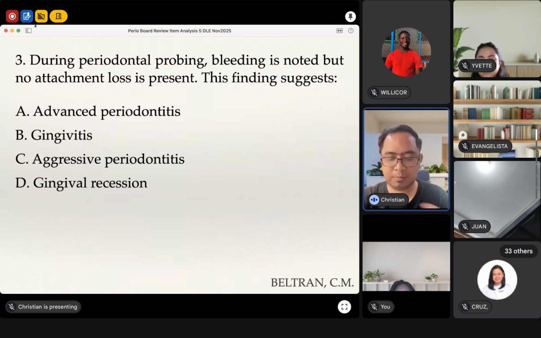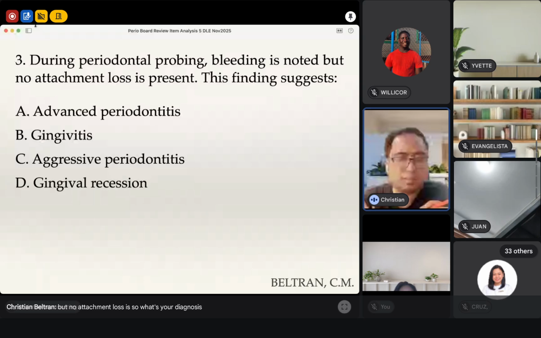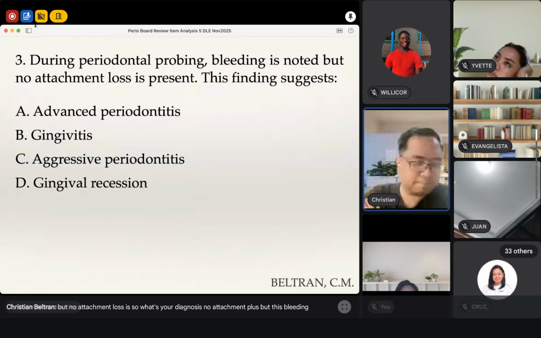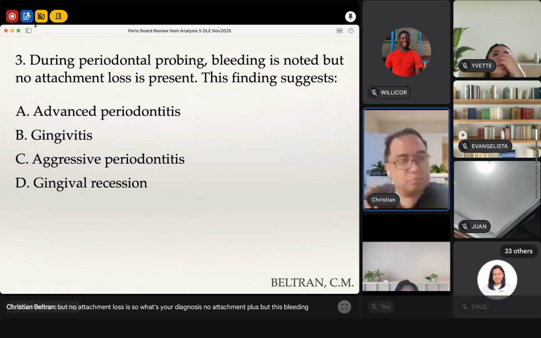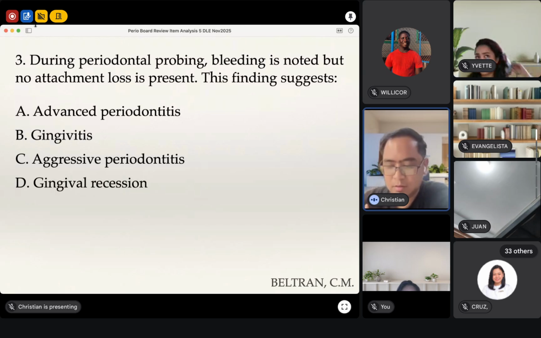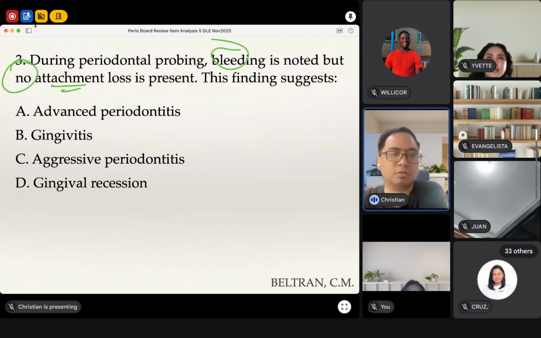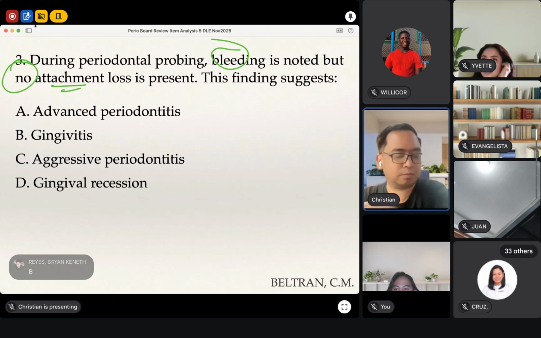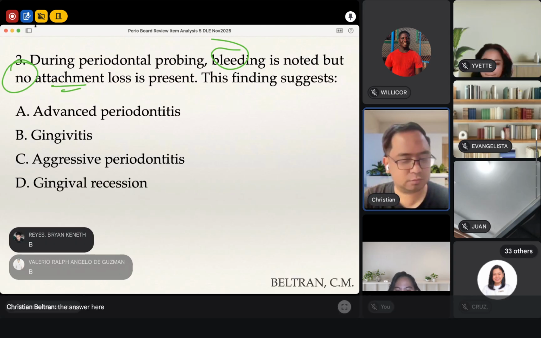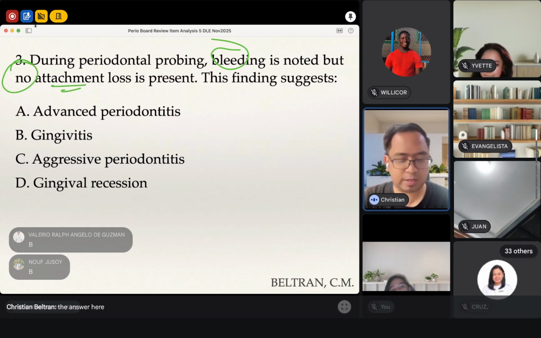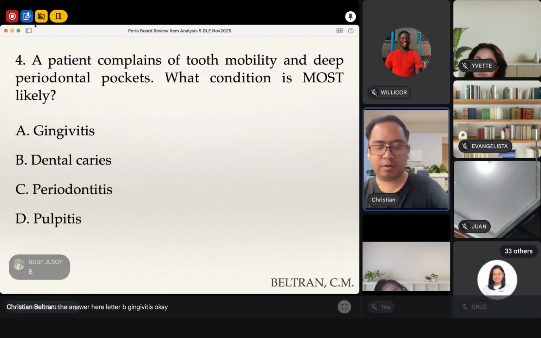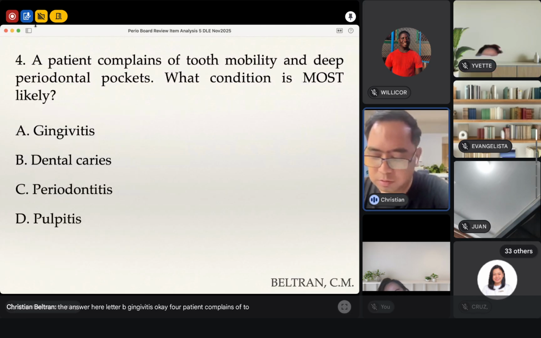Number 3, during periodontal probing, bleeding is noted but no attachment loss is. So what's your diagnosis? No attachment loss but there's bleeding. Dugo pag nag-probe. Bleeding but no attachment loss. That's the answer here. Letter B, gingivitis. Okay. 4, patient complains of tooth mobility and deep periodontal pockets.